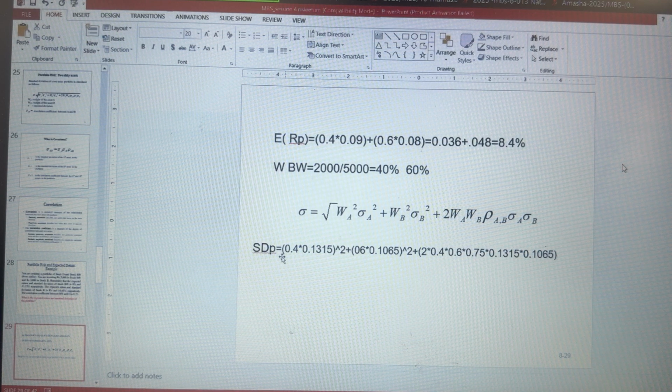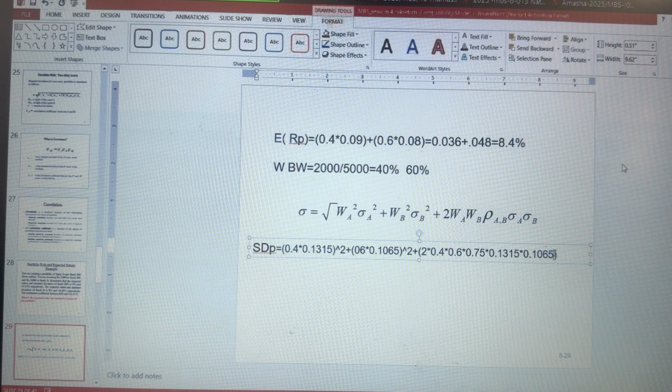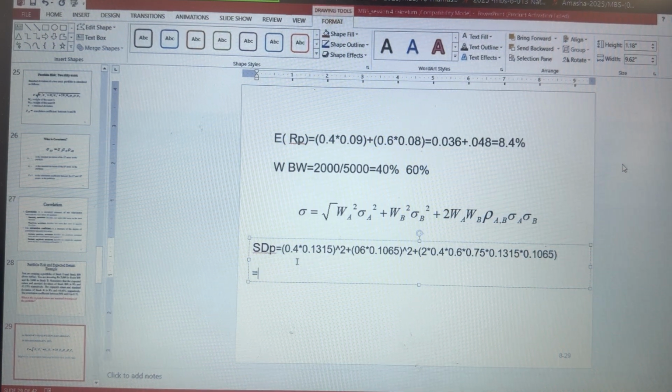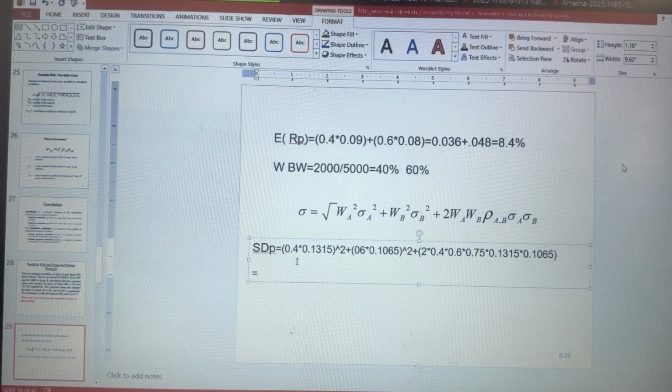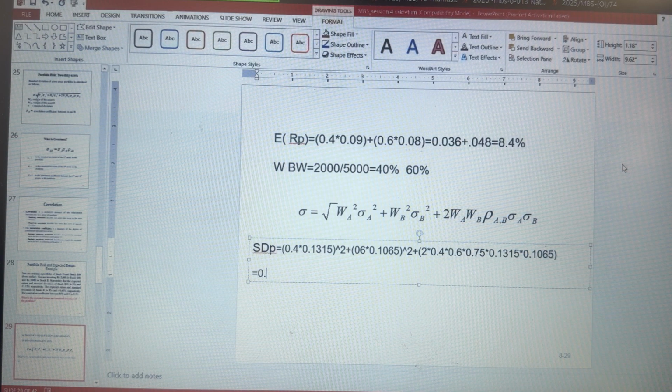So now we can calculate it based on this. If we take it one by one, there are three parts. The first part is 0.4 multiplied by 0.1315 power 2. If you calculate that part, it becomes 0.002766.